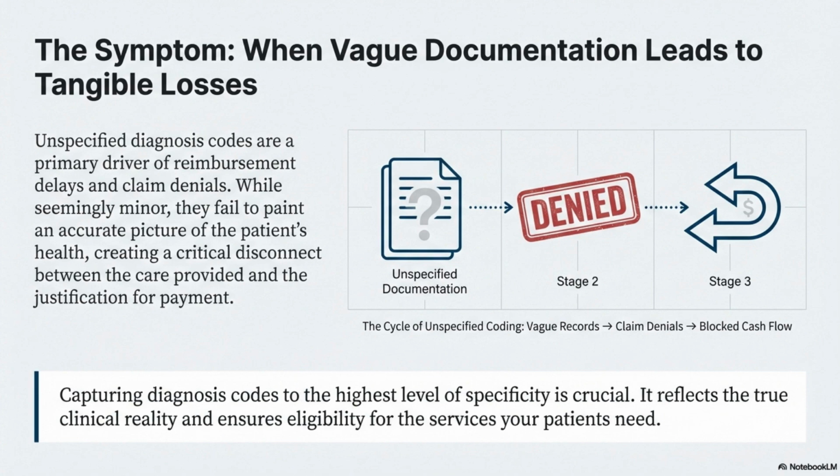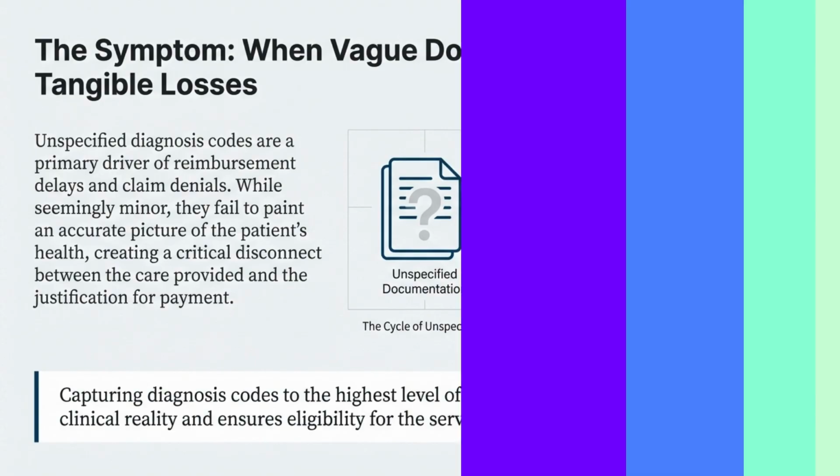This is where the cycle begins. Unspecified codes lead to denials, they delay patient services, and they ultimately block cash flow. It's a small coding choice with very real financial consequences.